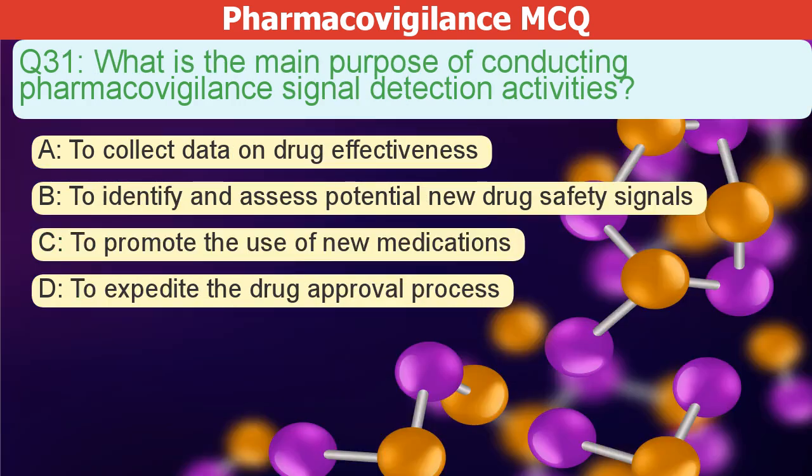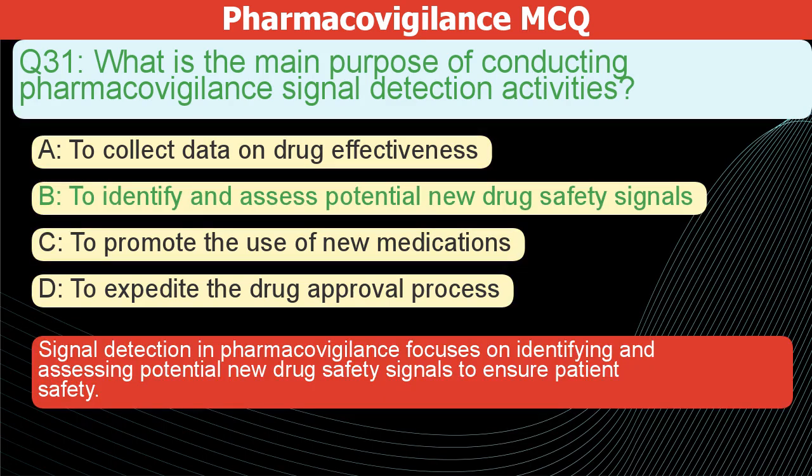What is the main purpose of conducting pharmacovigilance signal detection activities? A. To collect data on drug effectiveness. B. To identify and assess potential new drug safety signals. C. To promote the use of new medications. D. To expedite the drug approval process. The correct answer is B. Signal detection in pharmacovigilance focuses on identifying and assessing potential new drug safety signals to ensure patient safety.